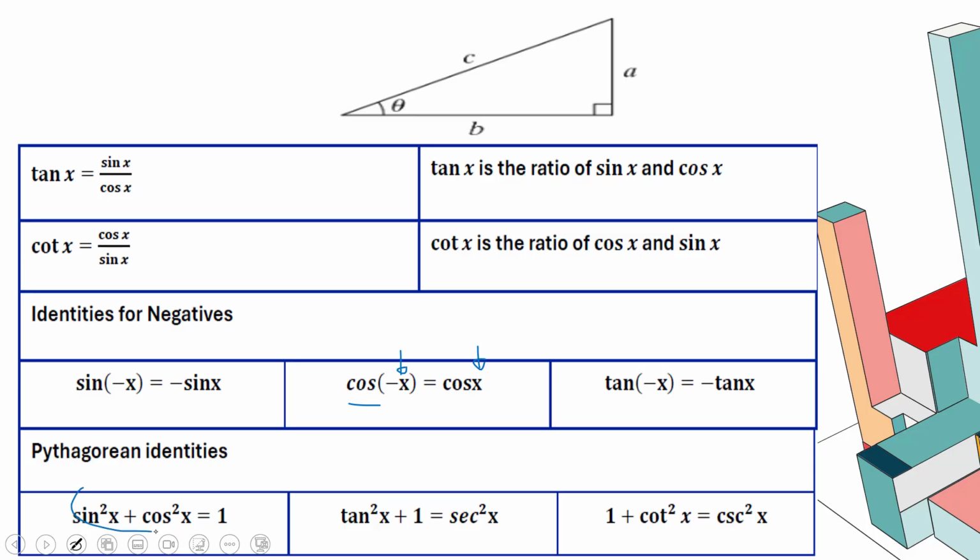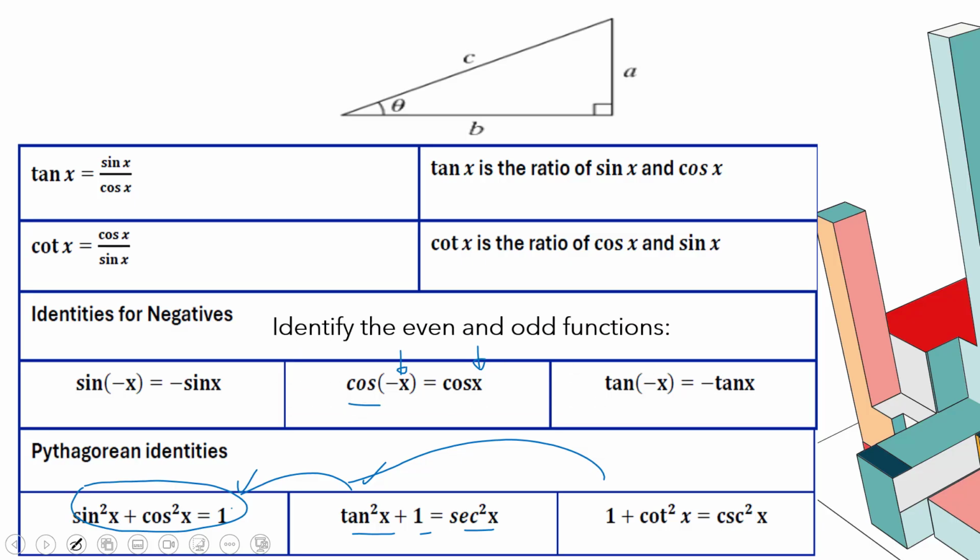This is what we call the Pythagorean identities. Sine square for an angle x plus cosine square for the same angle is always 1. From this one, if I divide by cosine square, I will get this one, right? Because cosine square over cosine square will be 1. Sine square over cosine square is tan square. 1 over cosine square will be sec square. So don't worry, if you have this one, you can find the other two. But all of these are in the formula sheet. Okay.